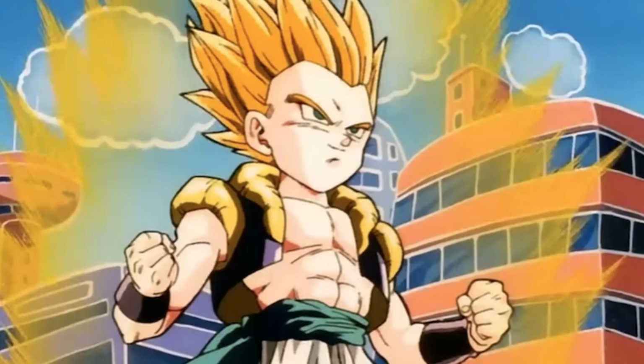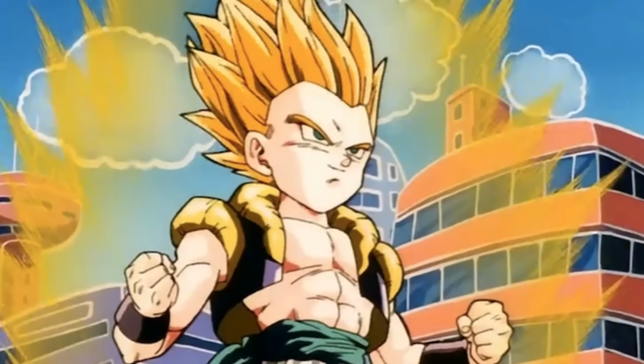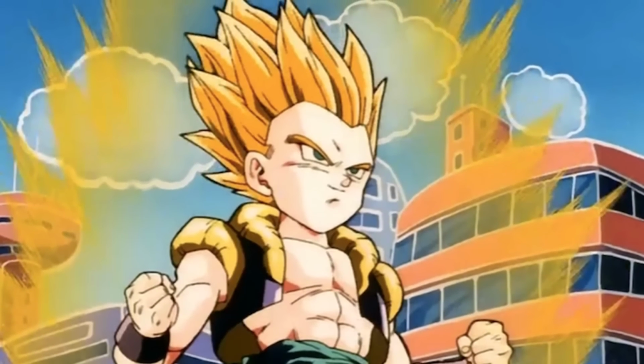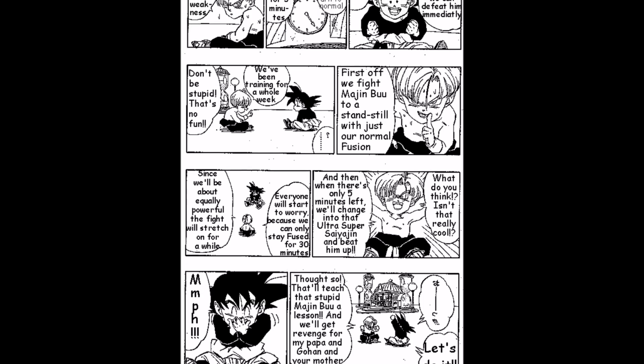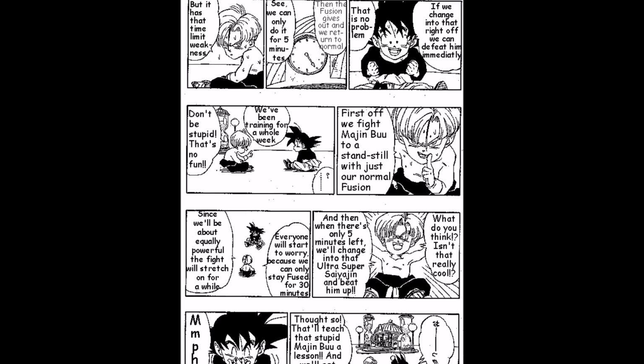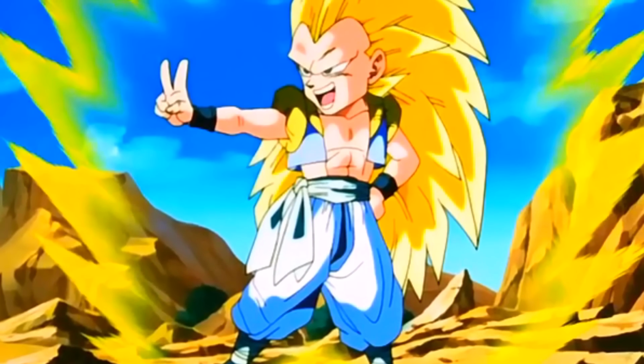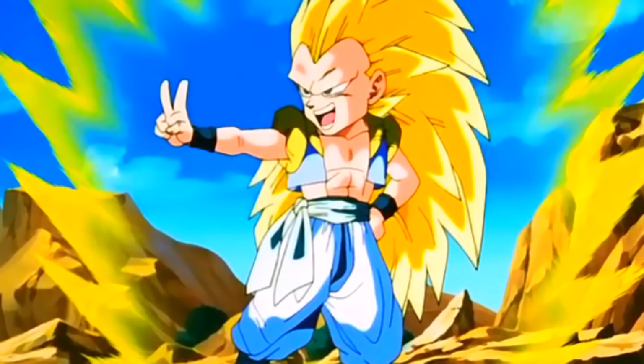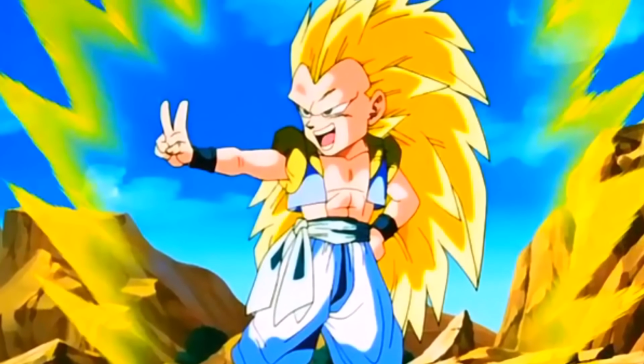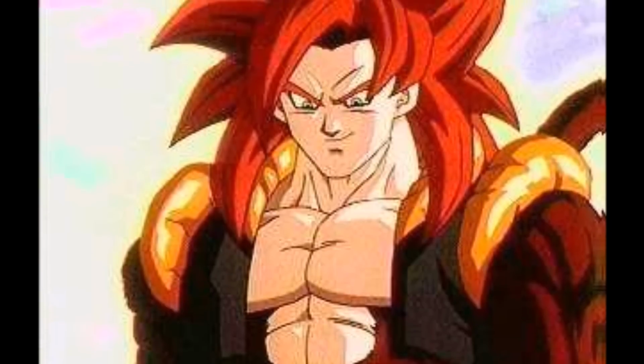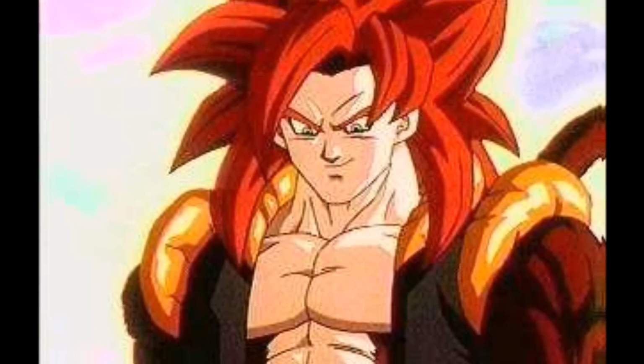Now this is simple, the fusion dance normally holds up to only 30 minutes. However, this has proven to be lower depending on how strong the fighter is. Thus, Gotenks Super Saiyan 3 could only hold his Super Saiyan 3 fused form for only 5 minutes. And if you also want to count GT, then Gogeta SS4 was also unable to hold on his fused state.